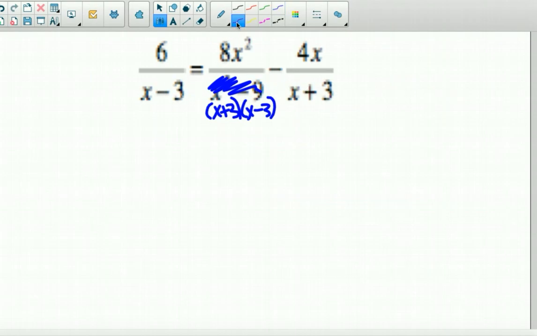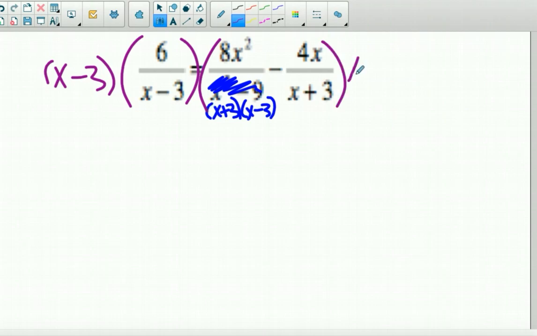So if we want to get rid of the denominators so that we don't have to deal with them, just pick one, either x minus 3 or x plus 3, and multiply both sides by it. I'm going to take x minus 3 and do that first. And I'm going to multiply it by the right side as well, and we'll see what we get.